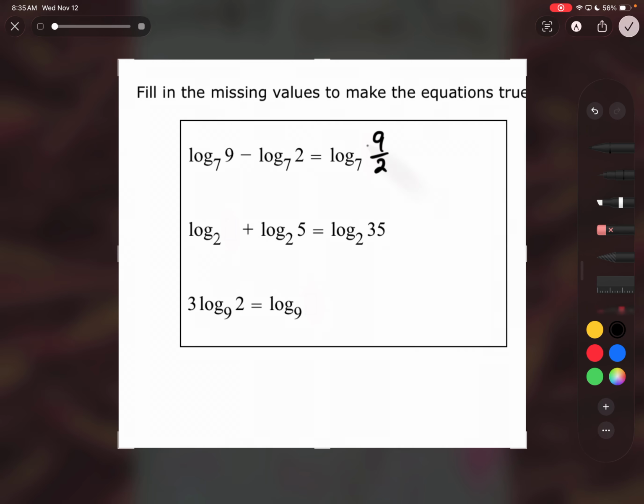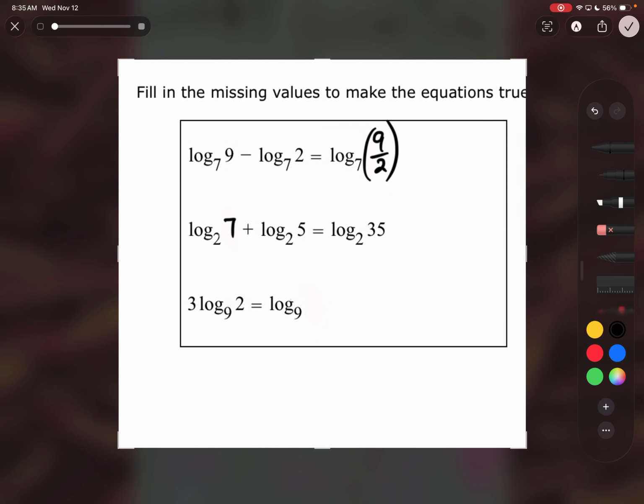Okay. So 9/2. On this one, you've got an addition, and addition has to do with multiplication. So we figure out this number right here. 5 times what gives me 35? This would be 7. So 7 times 5 would be 35. You can take two logs that are being added and just multiply them together and get your answer.